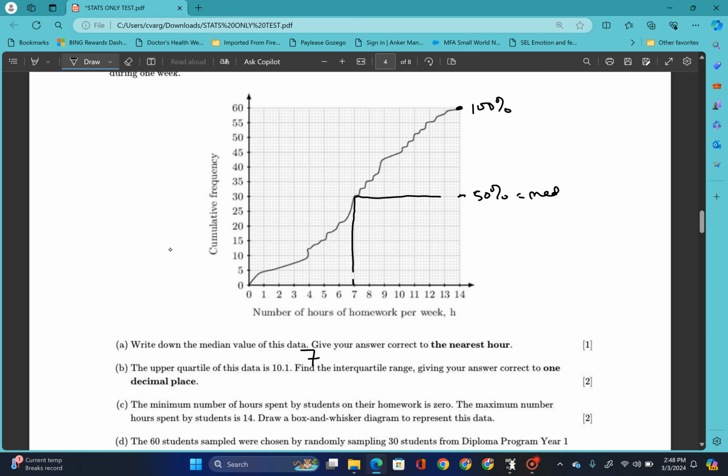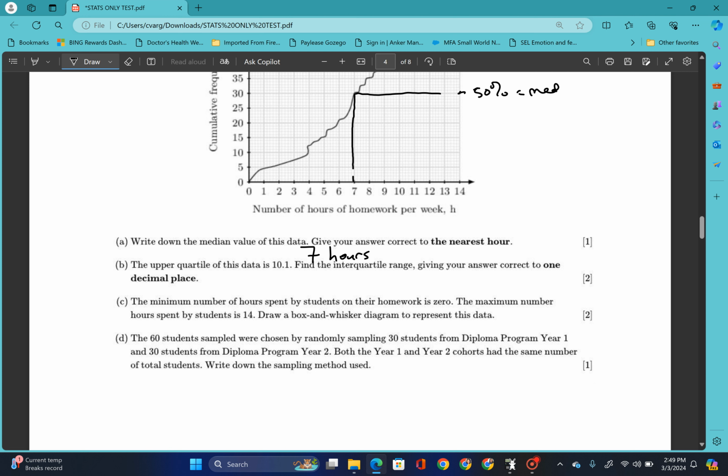Boom, done. All right. In the upper quartile, the interquartile range, we're going to find Q1 and Q3. So it says the maximum number of hours spent by students is 14. So the upper quartile, they're already giving us, right? They're giving us Q3 is equal to 10.1. So we have to do IQR. IQR is equal to Q3 minus Q1. So we already know that this is going to be 10.1 minus. And now we just need to find our Q1.